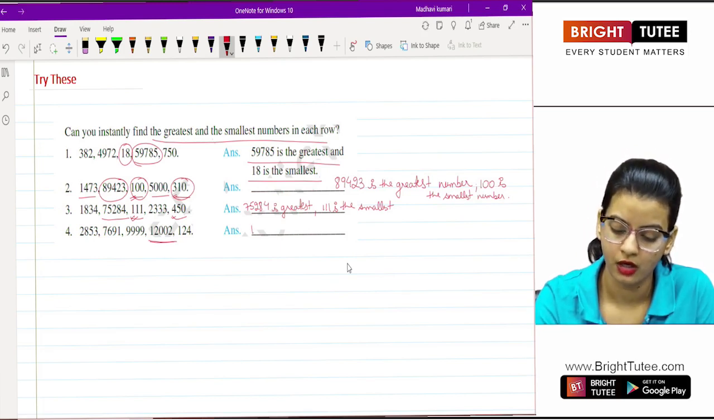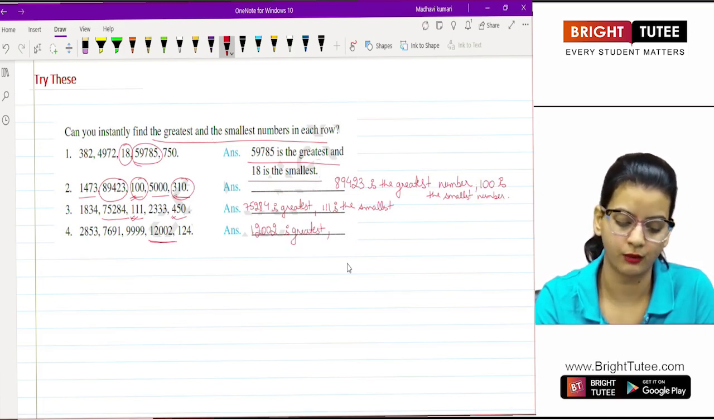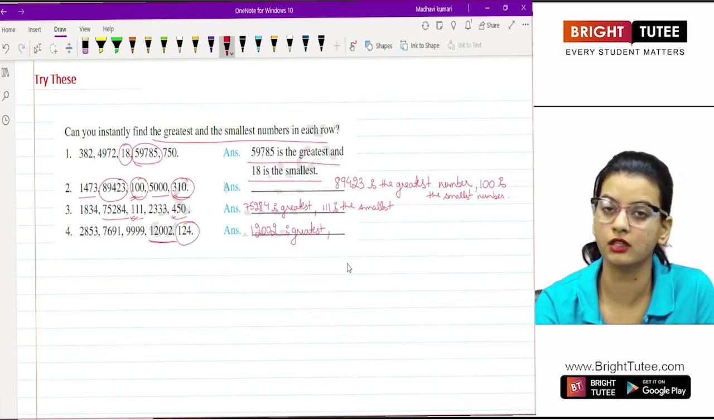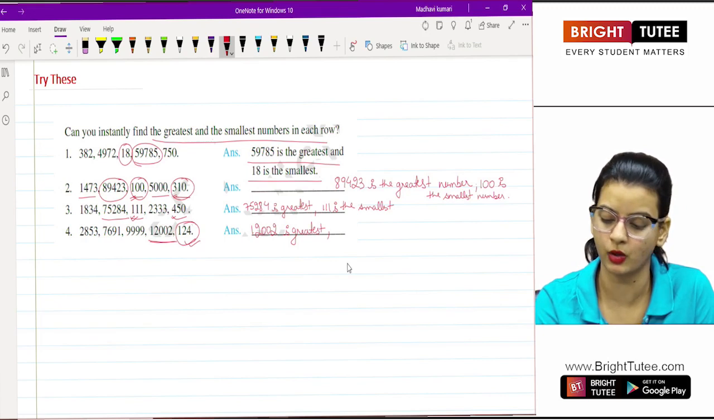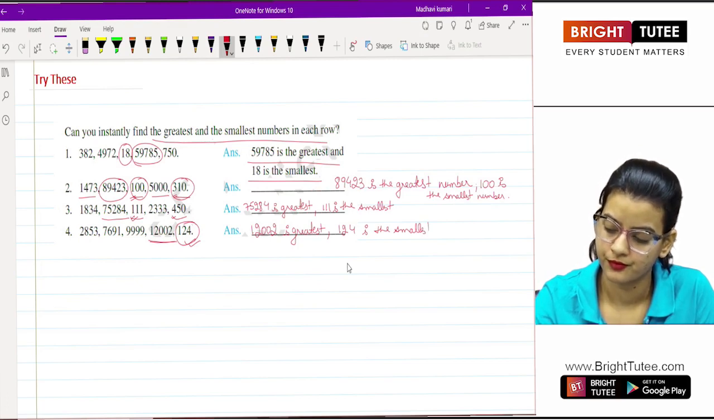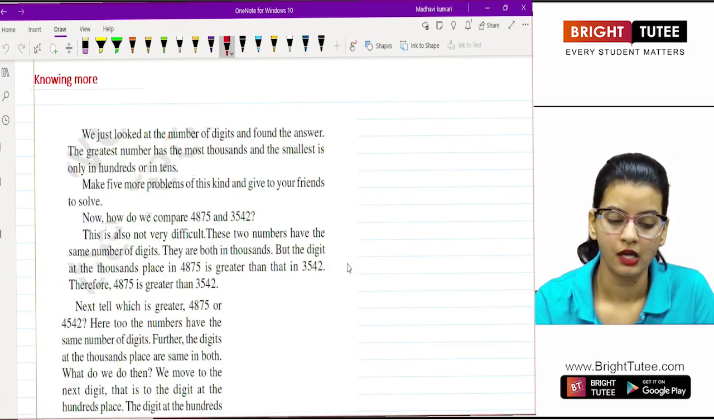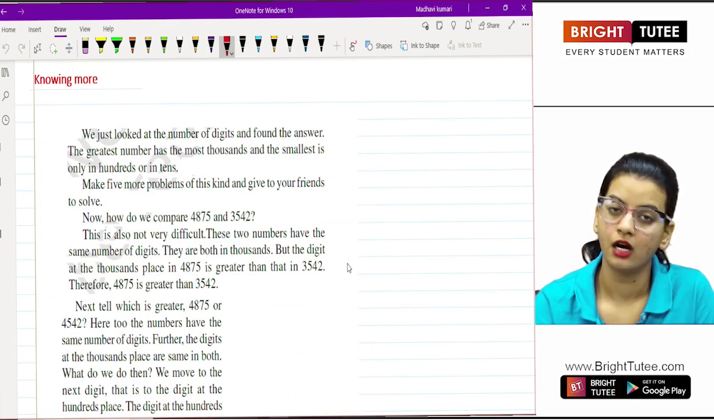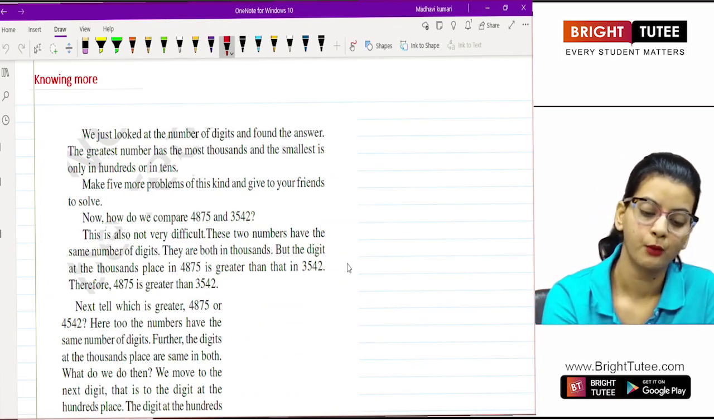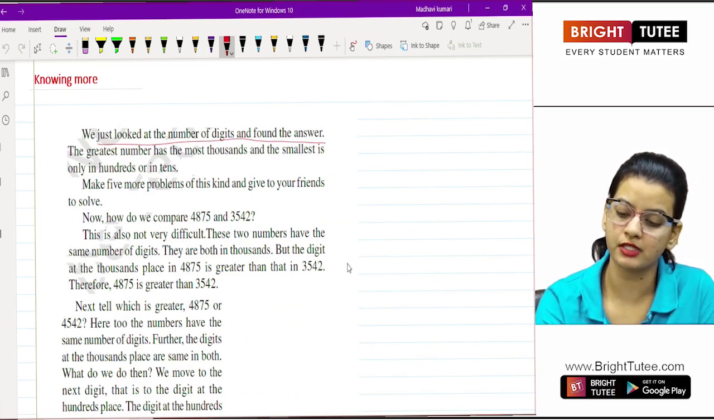Now in the last row again we can see that this is the only 5-digit number in this row. So 12002 is greatest. And what about the smallest? So this is the 3-digit number. Rest all other numbers are 4-digit numbers. So this is the smallest. So we will write 124 is the smallest. Okay. So now we will learn some more important concepts about numbers. Now we just looked at the number of digits and found the answer.